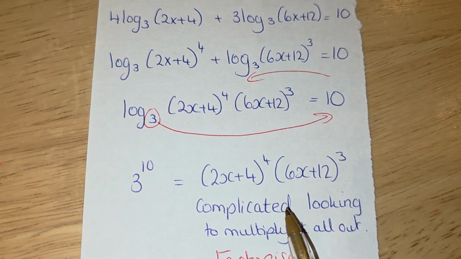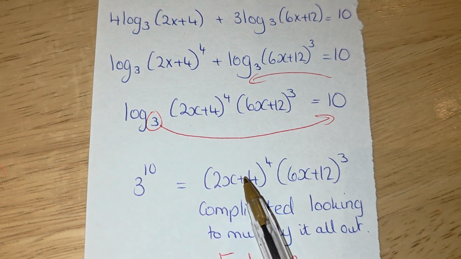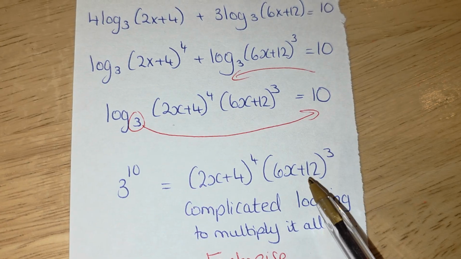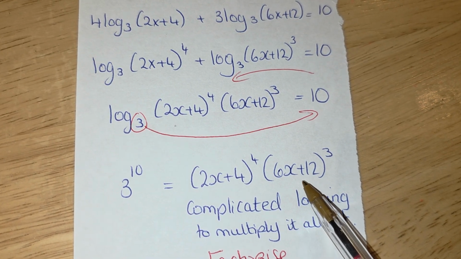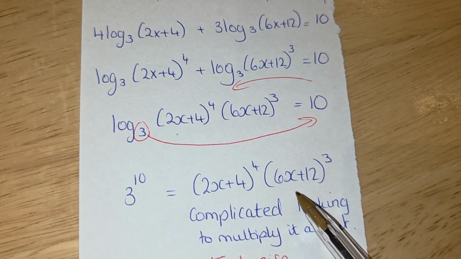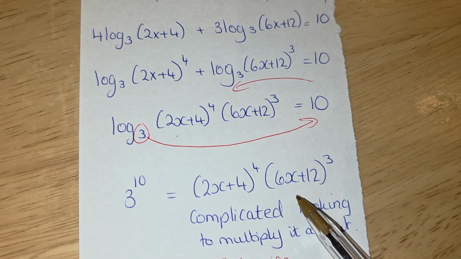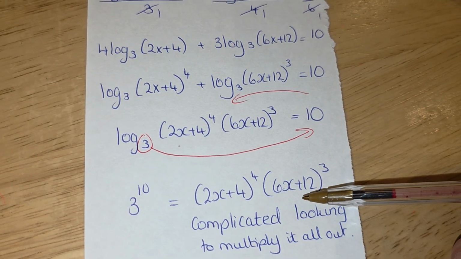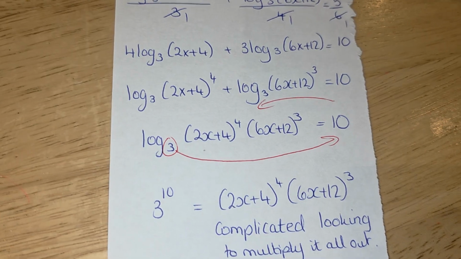Now that looks really complicated looking. You're not going to go off multiplying out that bracket to the power of 4 and then multiply the answer by that bracket to the power of 3. You'd end up with a degree 7 polynomial. It's not helping you. It's making it even more complicated looking. So when you would get to this stage, most of you would think, oh, I can't solve this. I've done something wrong. I'll just leave it.